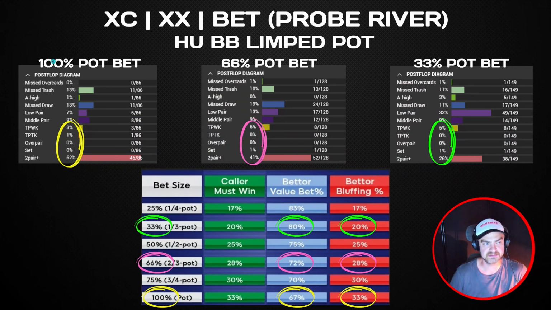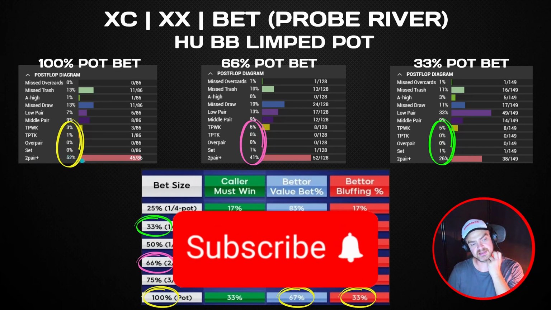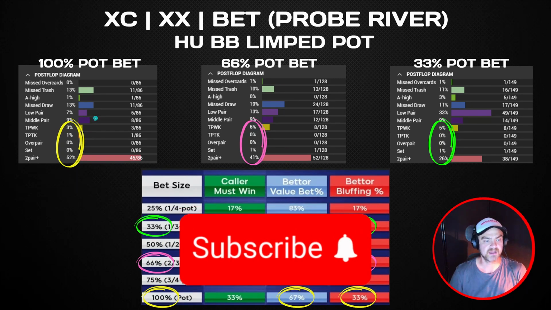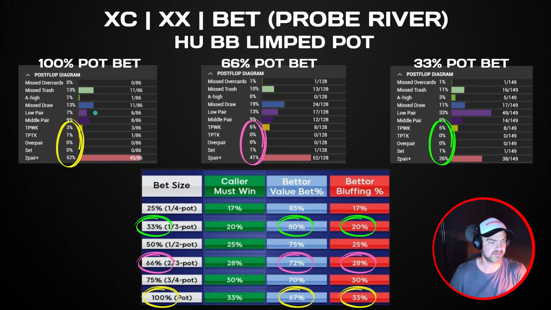On the left side, this is when our opponent is using a pot bet, right? So he's check calling the flop, is going check check, and then he's potting the river. And this is when our opponent is using a 66% size, and this is when our opponent is using the 33% size. And here you see how often our opponent has two pair plus, right? So a very strong hand. How often he has a mid pair, a top pair, low pairs, misdraws, etc.